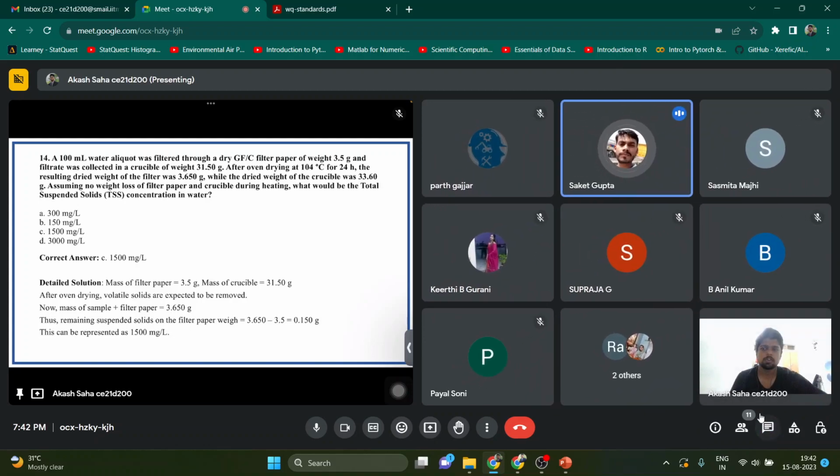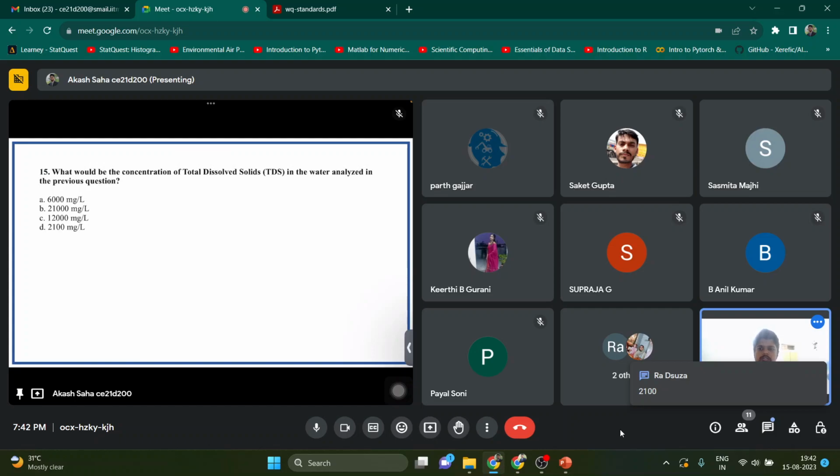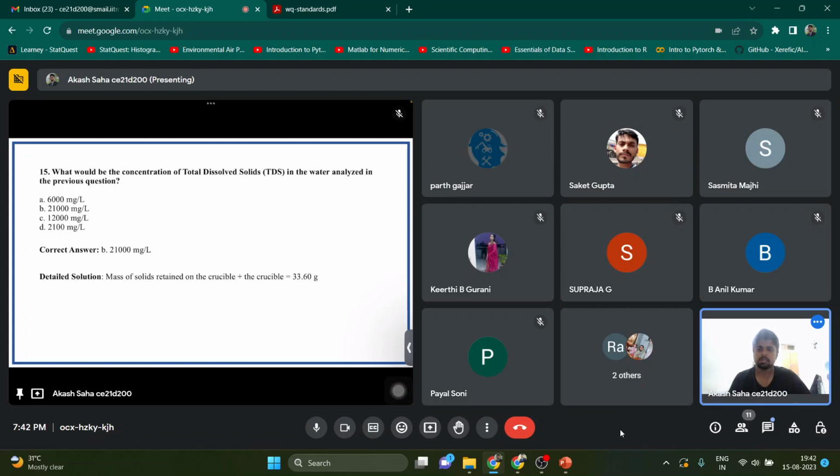21,000 milligram per liter. Okay, so we will see. Okay, the correct answer is 21,000. Pretty simple. So the final weight is 33.6. Initial weight was 31.5. So 2.1 divided by 100 into 1000. It is 21,000 milligram per liter.